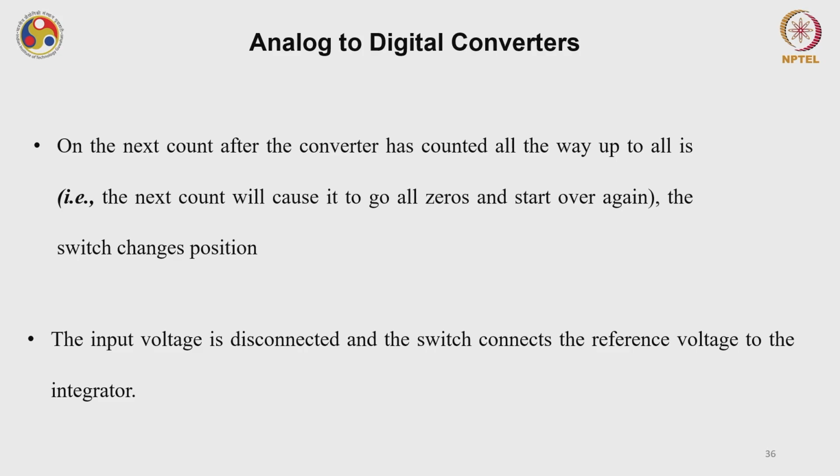So the integration value that we have seen, minus 1 by RC integration of V into dt, slightly increases. On the next count, after the converter has counted all the way to the maximum value, the switch changes its position. Now the input voltage is disconnected and the switch connects the negative reference voltage to the integrator in this case.